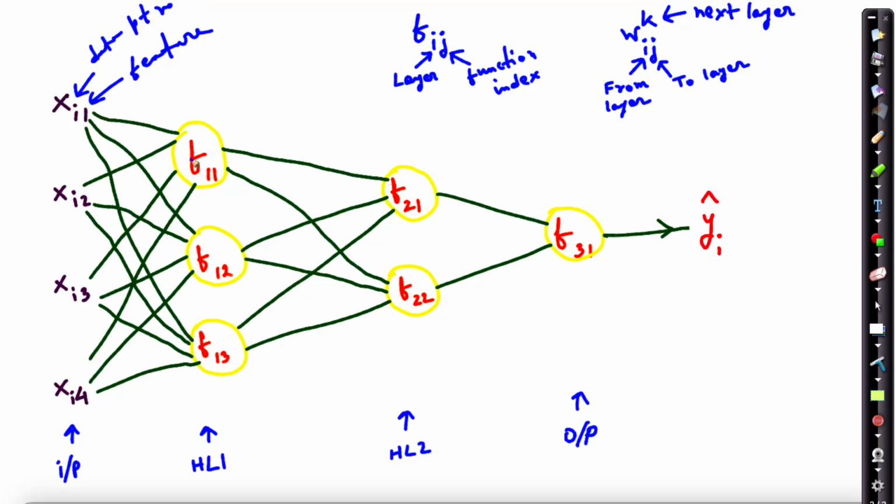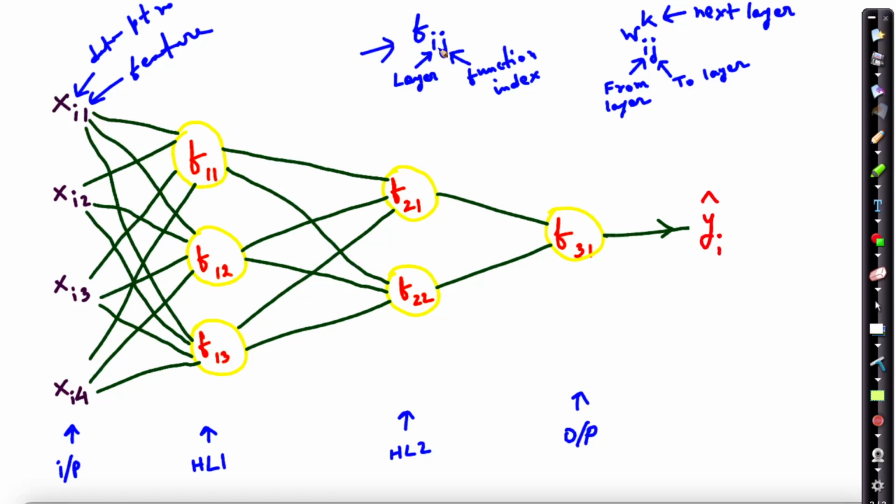Next, this f means the functions. I have 3, 2, 1, so 6 functions over here. These are called the activation functions in the language of deep learning. Here I am using 6 functions and I have to name them. The notation I am using is this: look at this first number.